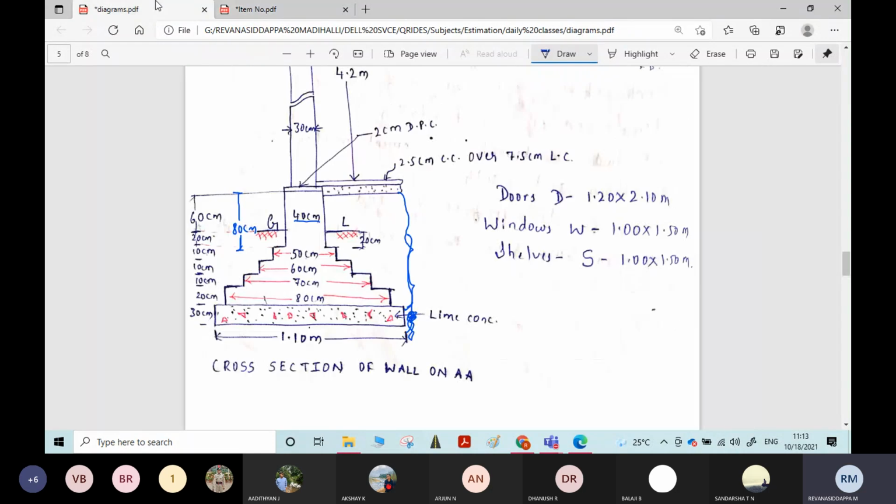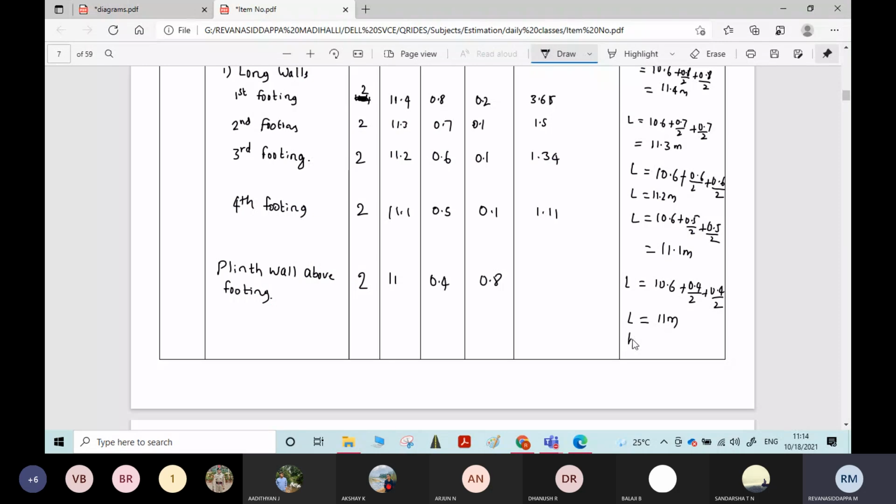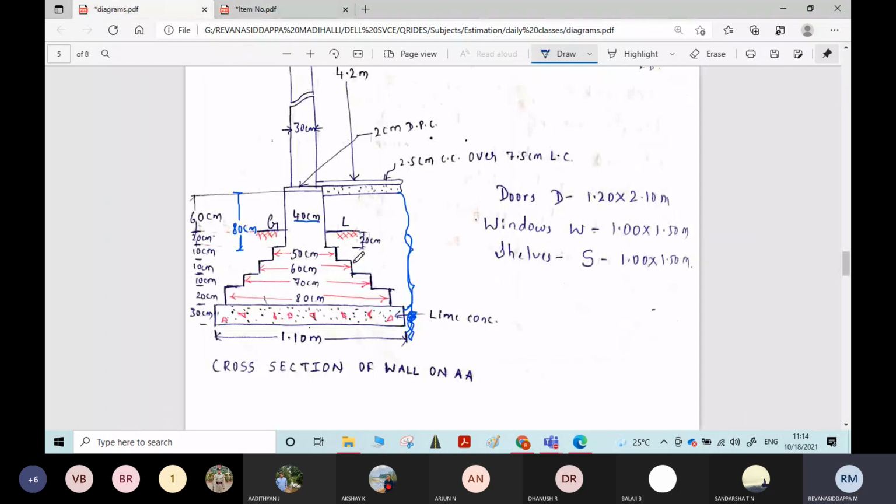The total height is 80 centimeter, 0.8 meter. In the explanatory note, you can write h is equal to 0.2 plus 0.6. 0.2 below the ground level, 0.6 above the ground level. Therefore, 0.8 meter is the total height of the plinth wall. What is the total quantity? Tell me. 7.04. Yes, 7.04. By this, you will get the total quantity of the first class brickwork in foundation and plinth. Okay, from here to here, total quantity you get.